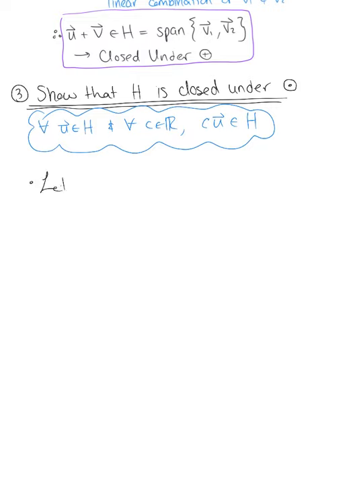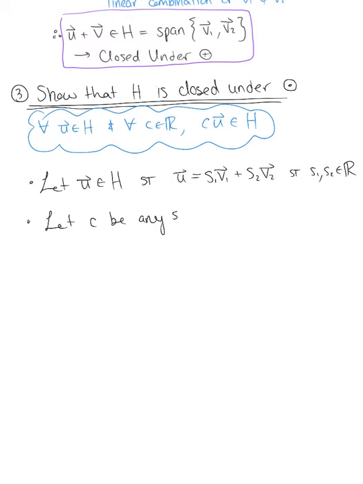So again, let's let vector u be some vector in H such that we'll use the same linear combination as before. So I have s sub 1 times vector v1 plus s sub 2 times vector v sub 2 such that s sub 1 and s sub 2 are our scalars. And we also want to let c be any scalar. Again, here we're restricting ourselves to the reals. So let's go now and take the product.